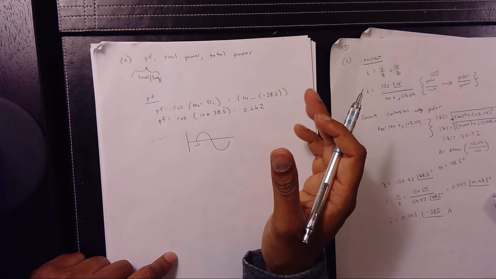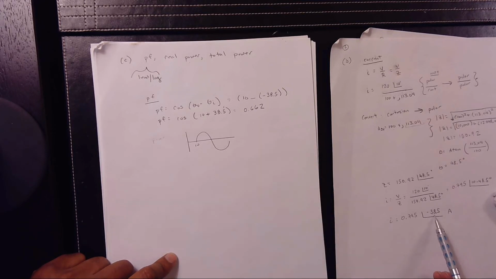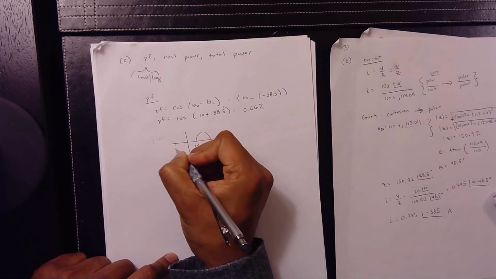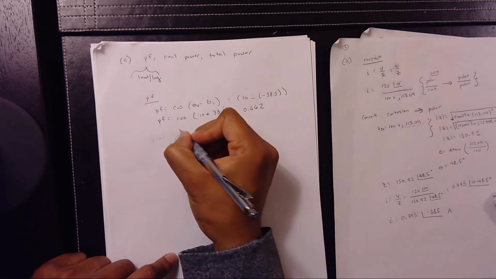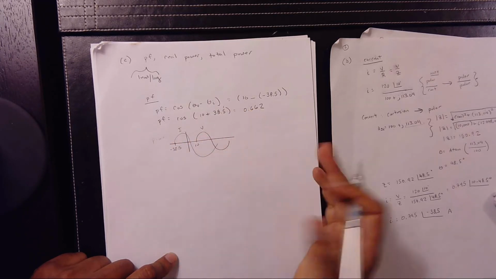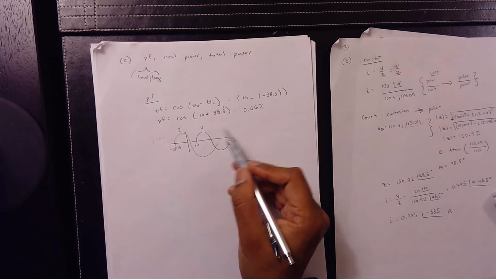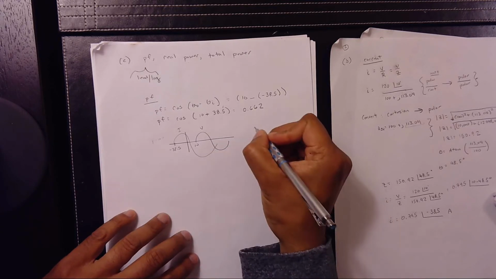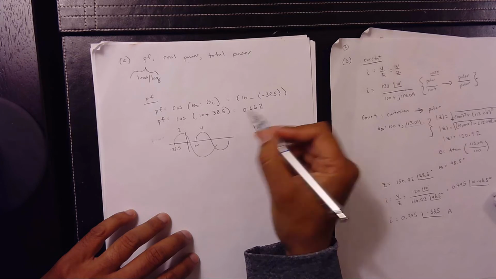Our current at this point is crossing at minus 38.5, which is here, and you're going backwards this way. So clearly, from this perspective, it's actually leading. This is a very unusual system, because usually the current will lag the voltage, but in this case it's leading the voltage. So this is an exceptional case where we have a lead power factor.